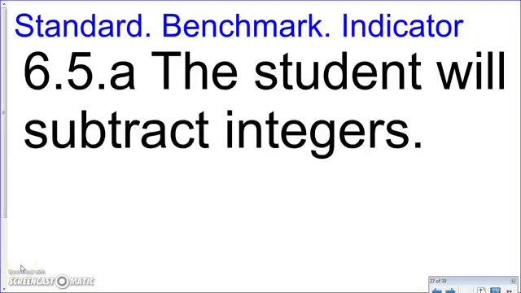Today we are learning how to subtract integers. Please copy the standard benchmark indicator down in your math notebook. The student will subtract integers.